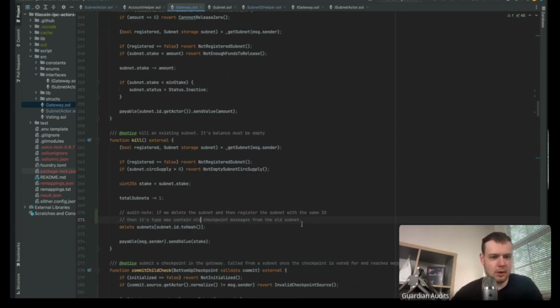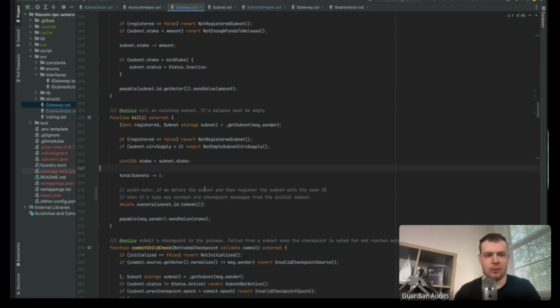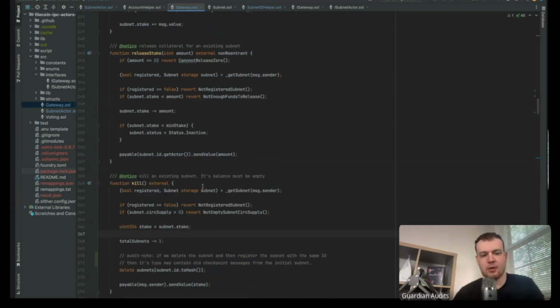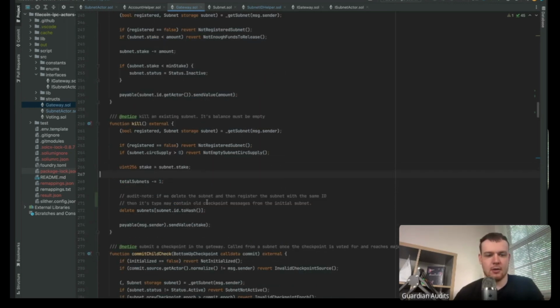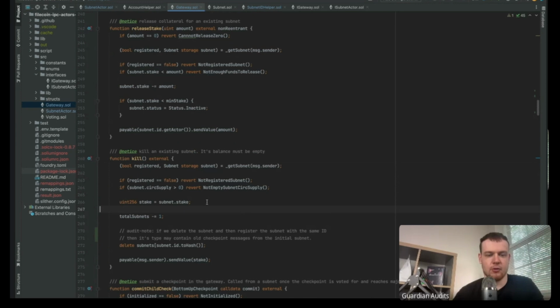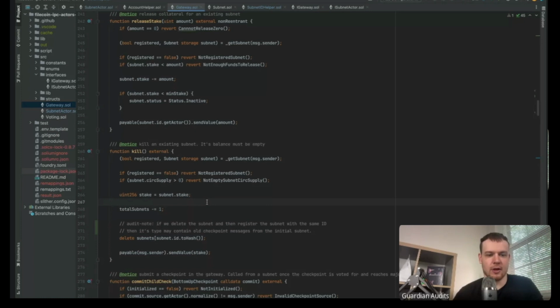And then the other question I had about kill was related to the circulating supply. We're always going to require zero circulating supply if we want to kill, which makes sense, right? But, and we haven't covered this area yet, is there potentially a way I can cause the circulating supply to be non-zero so that I can DOS anybody trying to kill this? Similarly to how you said we can just send ether to that contract and DOS the kill. Is there a way to have circulating supply always remain on the subnet?